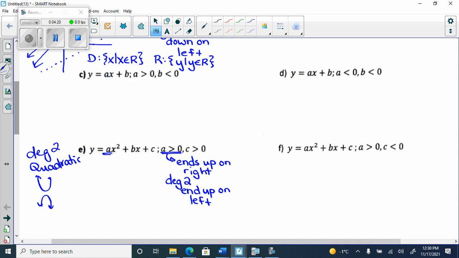Now, what does this C do? C is greater than 0. What does that tell me? It's a positive y-intercept, right?